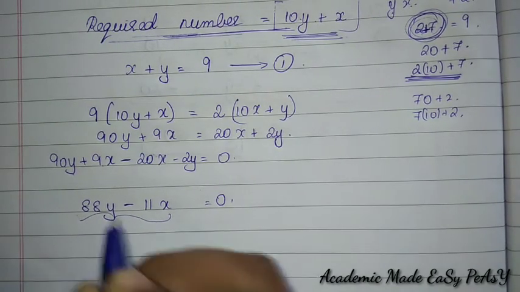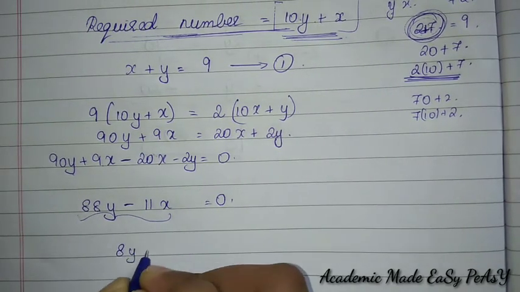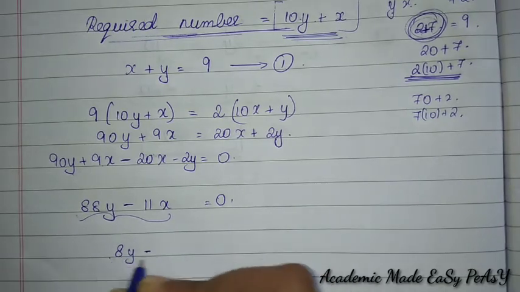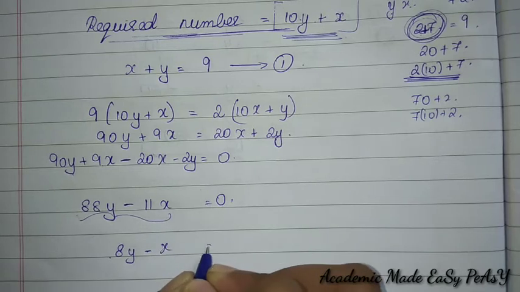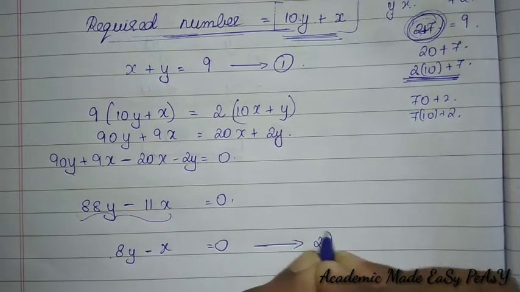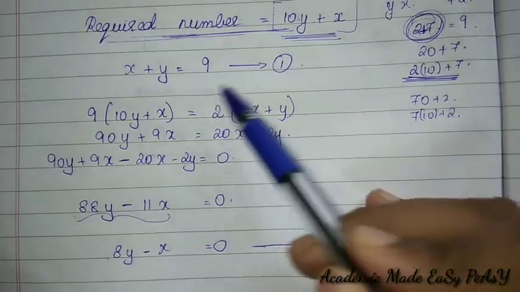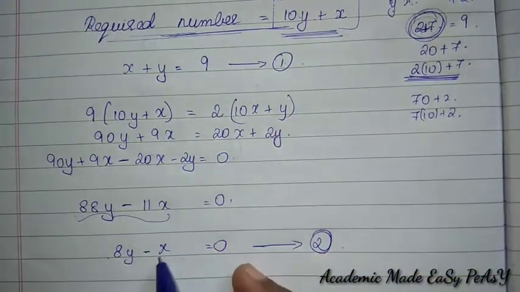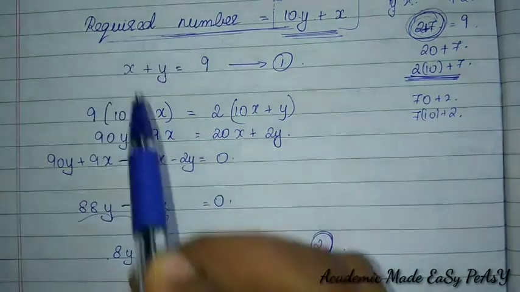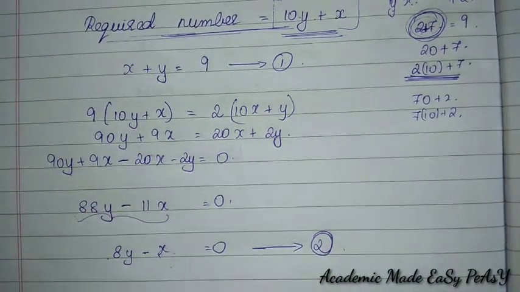So 11 8s are 88, so it is 88y, and minus 11 one times is 11. So x is equal to 0. Let this be equation 2. So I have equation 1 and 2. If I check my coefficient of x, it is the same, 1 and 1. So therefore I will be using the elimination method and subtracting these two equations.